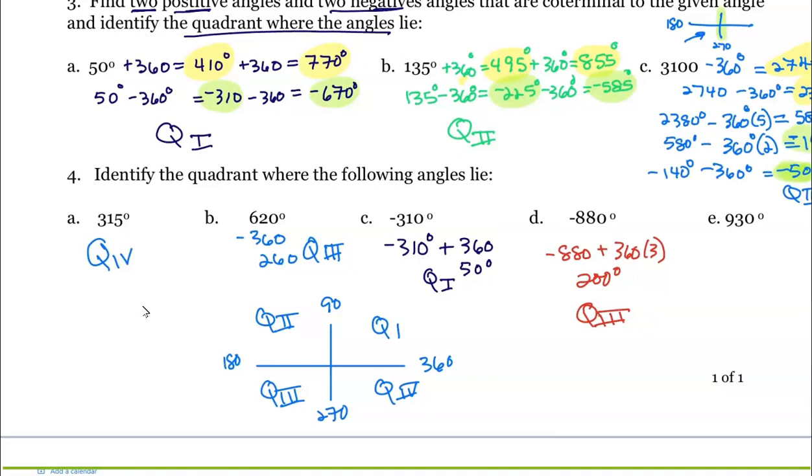Okay, look at this last one. 930, that is super high. I'm thinking if I subtract 360 2 times, that's subtracting 720. So let's do that. 930 minus 360 times 2 gives me 210. And I know 210 is in quadrant 3.